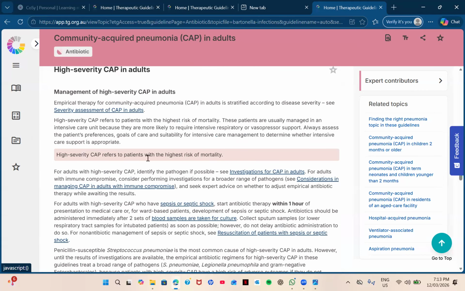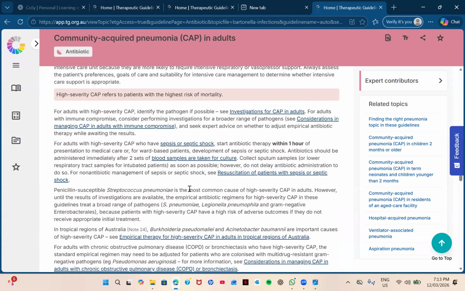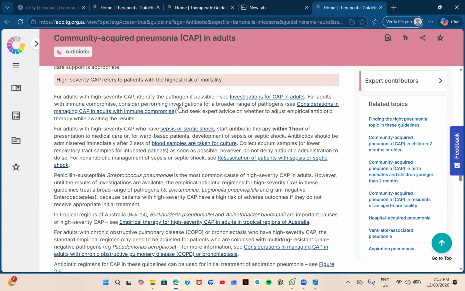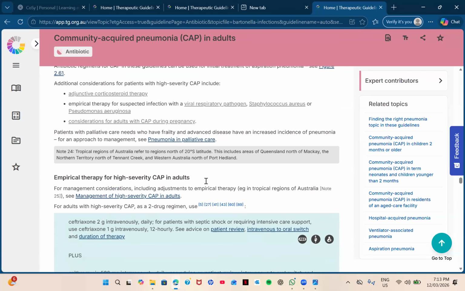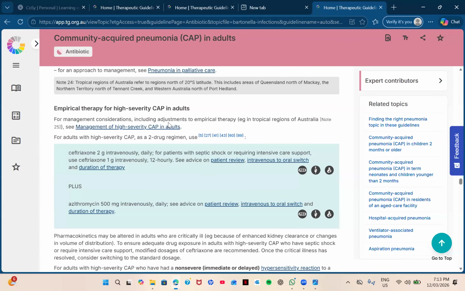Okay, here, if the patient is having high severity community-acquired pneumonia, these patients are at highest risk of mortality, right? So empirical treatment for high severity community-acquired pneumonia in adults, management considerations include adjusting empirical treatment, for example in tropical cases it's different, right? For adults with high severity community-acquired pneumonia, as a two-drug regimen use ceftriaxone plus azithromycin.